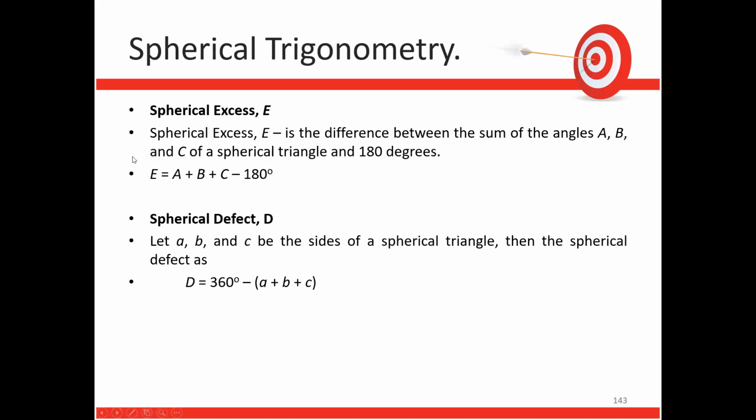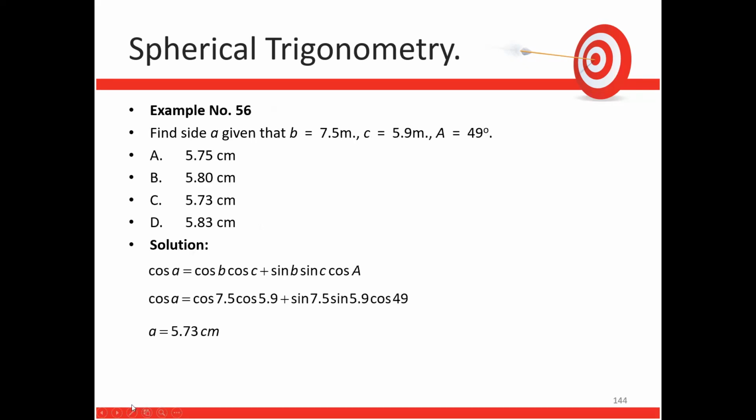Next, spherical excess. Spherical excess E is the difference between the sum of the angles A, B, and C of the spherical triangle and 180 degrees. So E is equal to A plus B plus C minus 180. Spherical defect D: let ABC be the size of the spherical triangle, it's either unit of length or angle. Then the spherical defect is equal to 360 degrees minus (A plus B plus C), if this is in degrees.